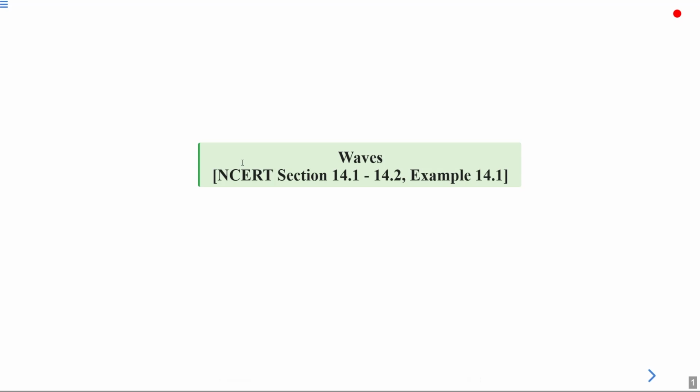Hello students, in today's lecture we are going to learn about waves. In this lecture we will cover NCERT section 14.1 to 14.2. We will also solve an example 14.1.